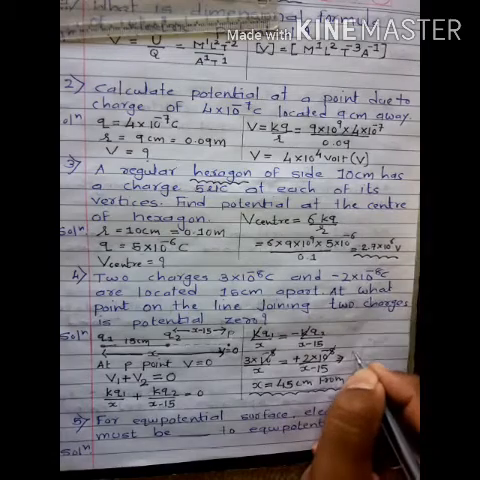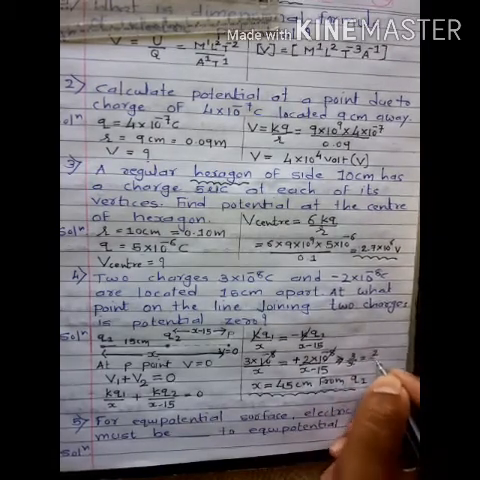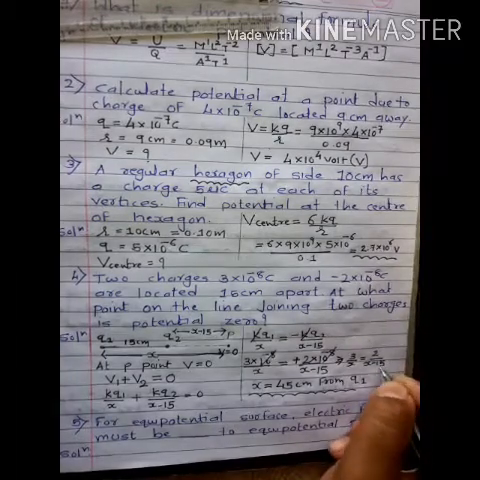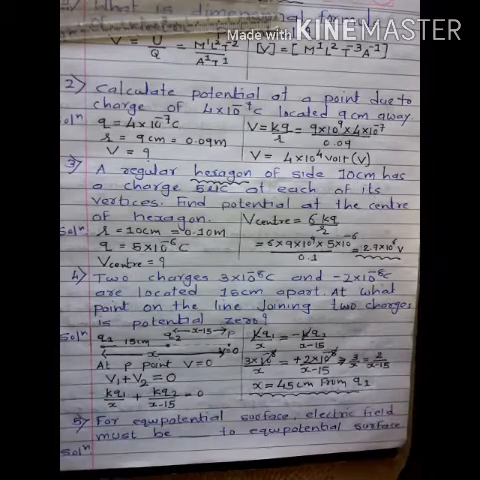Here we have the remaining term 3 upon x is equal to 2 upon x minus 15. Try to solve this term here. This is a simple cross multiplication step.